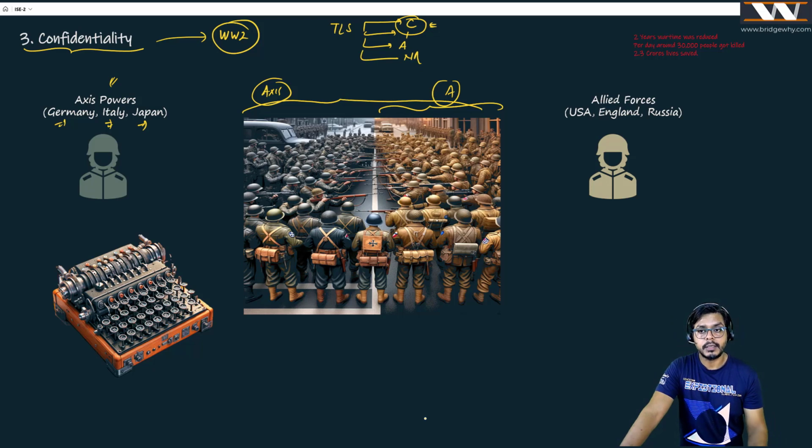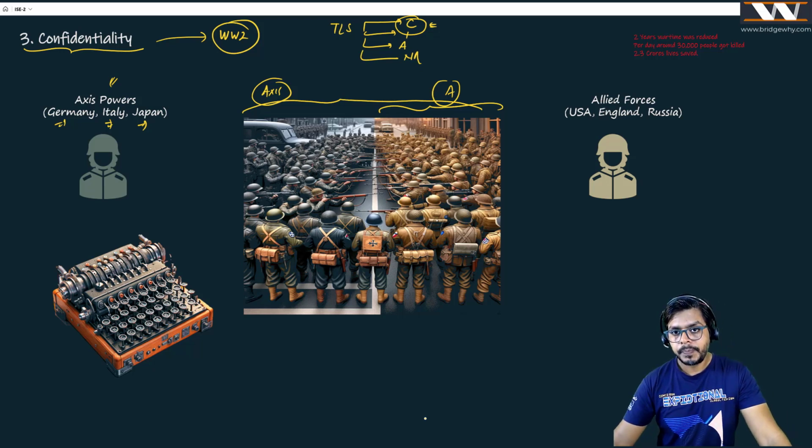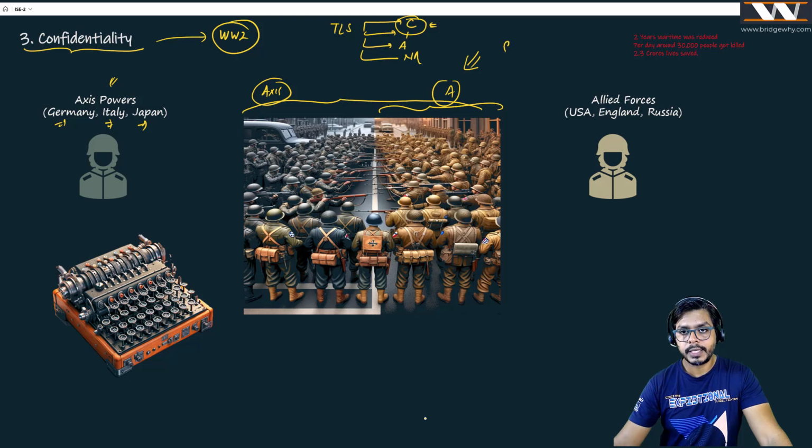And this is a huge event, World War II. People were losing their lives, right? And interestingly, the outcome of this war was dependent on a security breach. If you know about it, it is good. If you don't know, try to understand the impact of security on an event like World War II. It's a huge event in history, right?